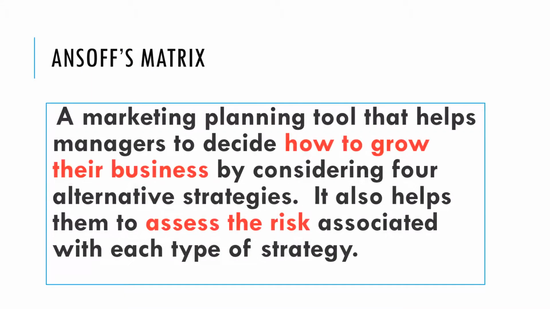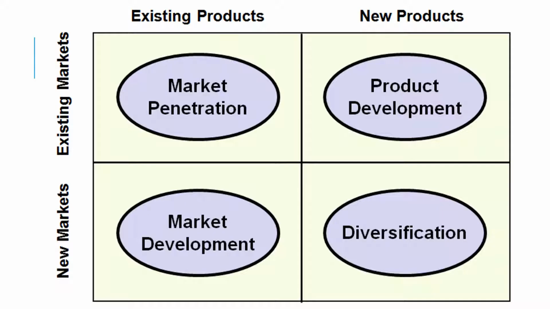And he came up with a matrix, and this is a marketing tool to do with expanding to new markets and our products planning tool that helps managers to decide how to grow their business. And the matrix contains 4 alternative strategies. It can also be used to measure or assess the risk associated with each type of strategy. So here is our Ansoff's matrix.